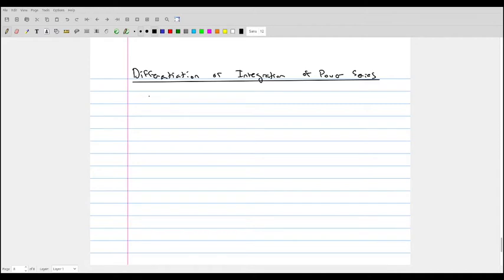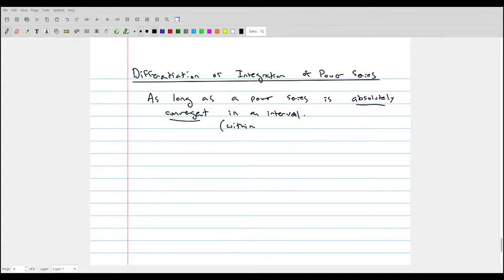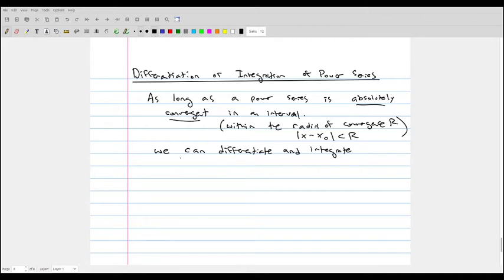It says that as long as a power series is absolutely convergent in a given interval, what this means is that we are within the radius of convergence R, or the absolute value of x minus the center of the series is less than R, we can differentiate and integrate term by term.